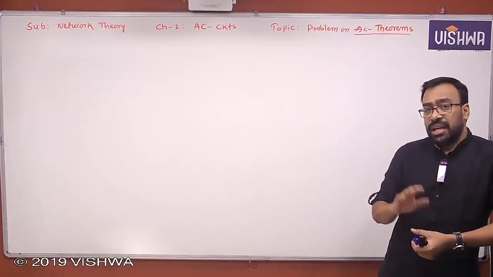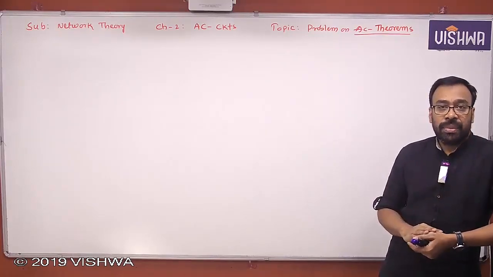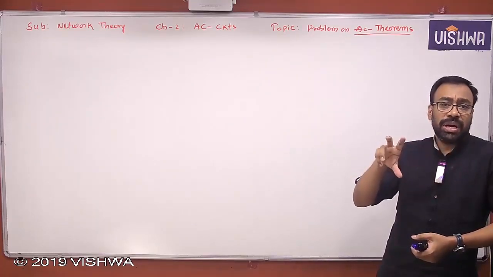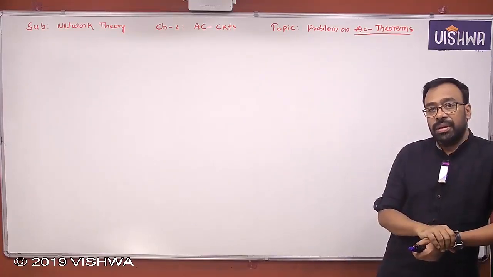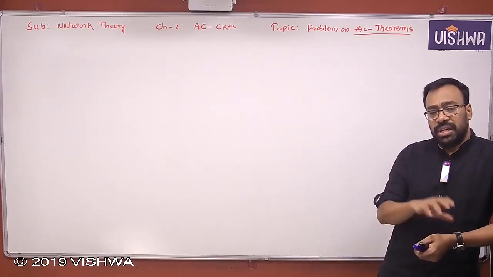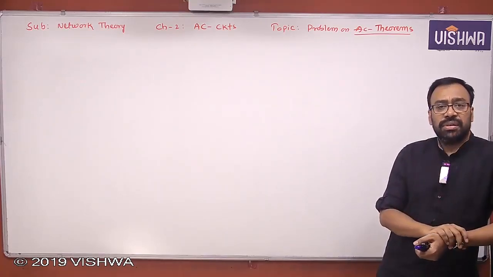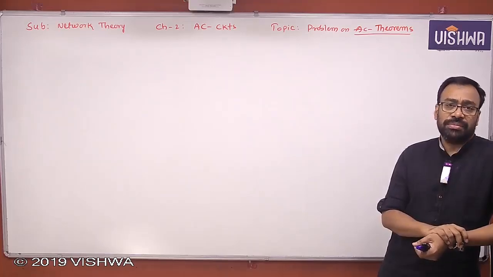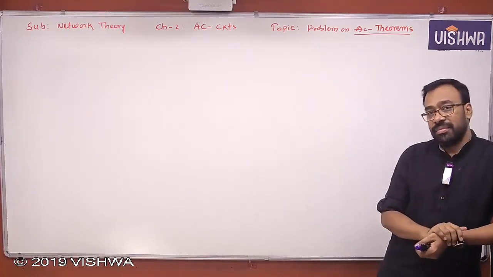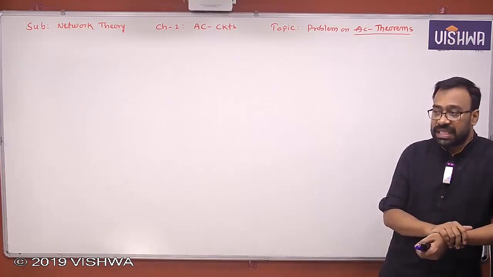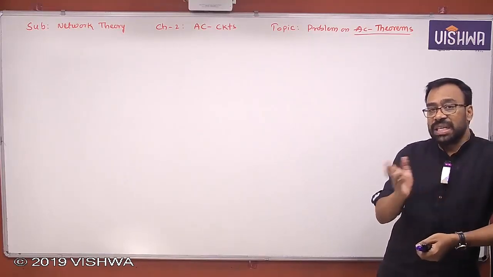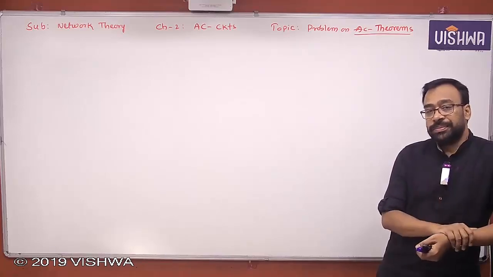The simple reason is the load. What you are actually dealing with here in AC circuits is impedances. And you know that the objective of the maximum power transfer theorem is to transfer maximum power to the load by varying the load. I hope you remember when we discussed it in DC circuits. We want to transfer maximum power to the load by varying the load.